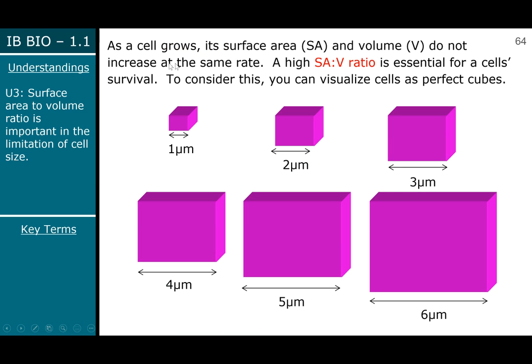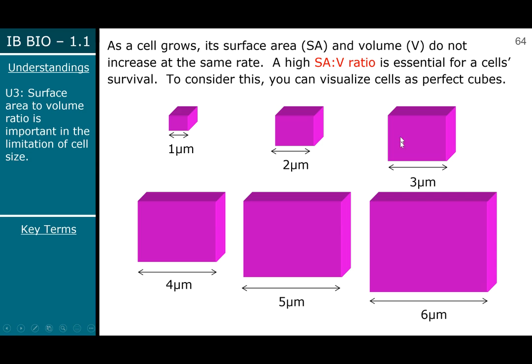So as a cell grows, its surface area, SA, and volume don't increase at the same rate. A high surface area to volume ratio is essential for cells to survive. So let's think about perfect cubes, right? So here's one.